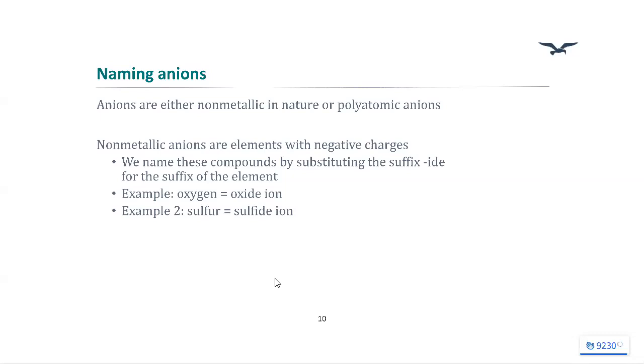We change the ending from whatever it is to IDE to signify that it is an ion and that it has a negative charge. So sulfur would become sulfide. Oxygen becomes oxide. Nitrogen becomes nitride. Chlorine becomes chloride. It's a subtle change. But again, it's one that makes sure that we know exactly what we are talking about.